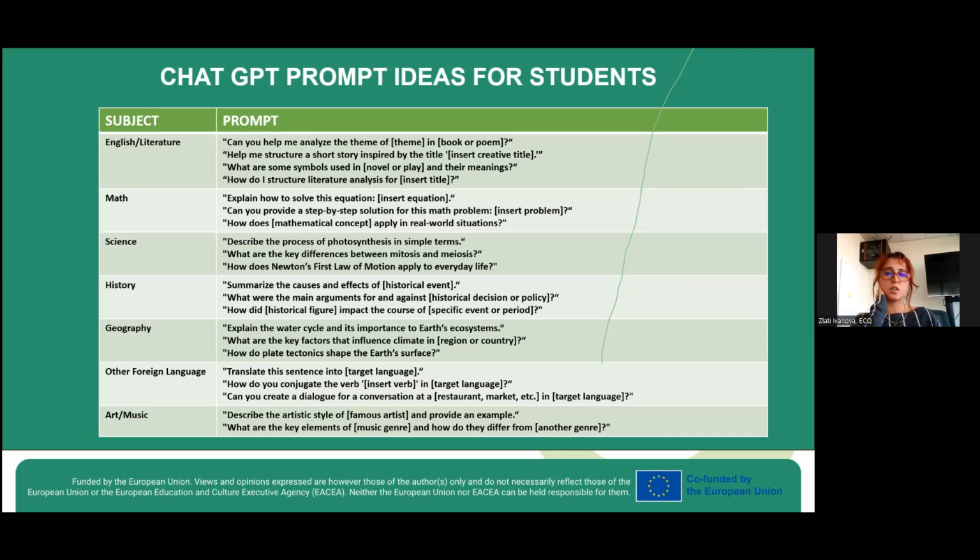Or how do I structure a literature analysis? Basically, you can encourage students to use ChatGPT for structuring rather than writing.